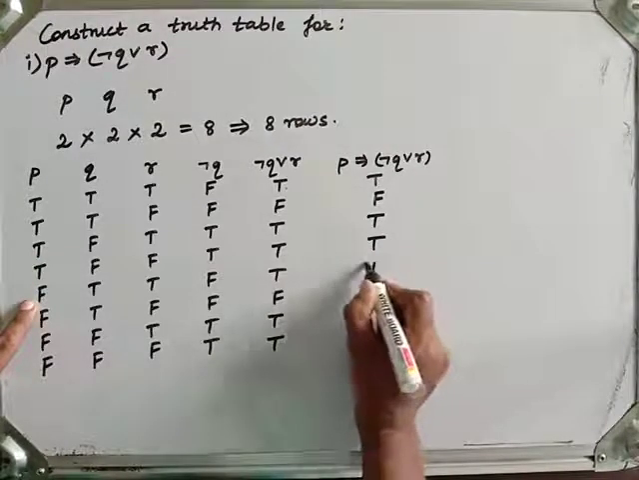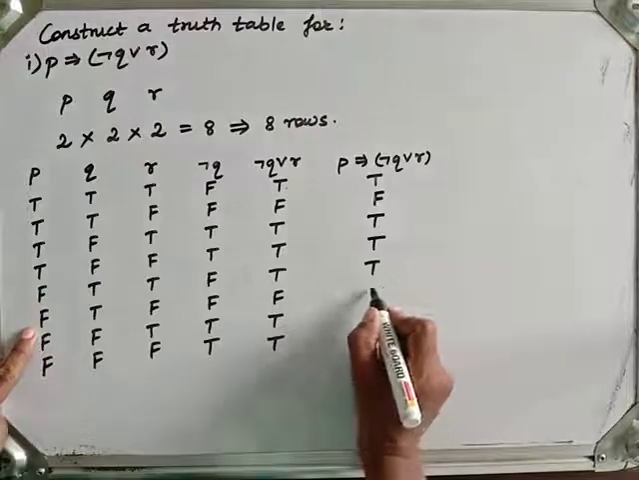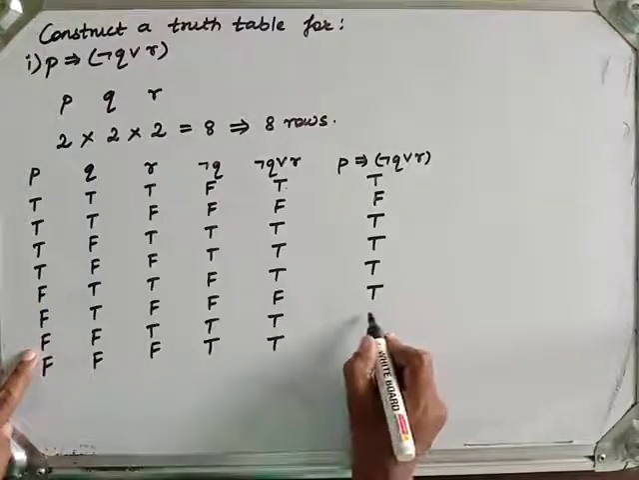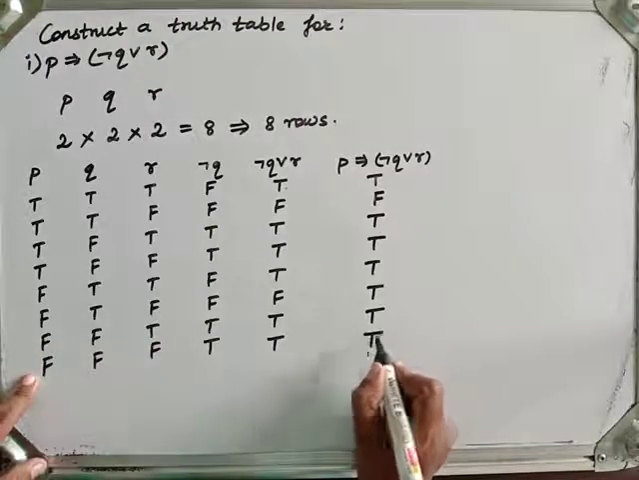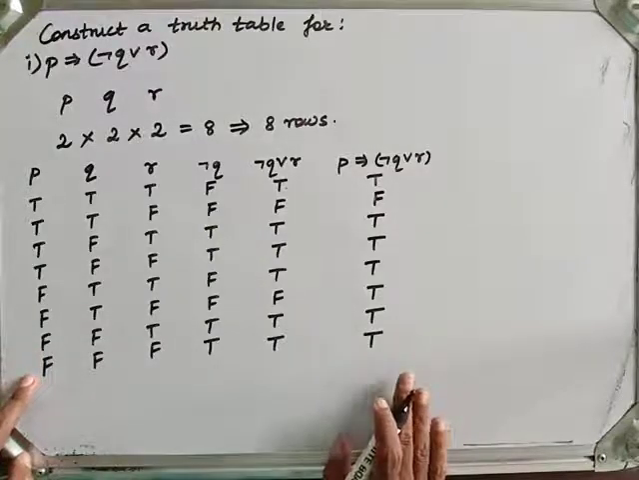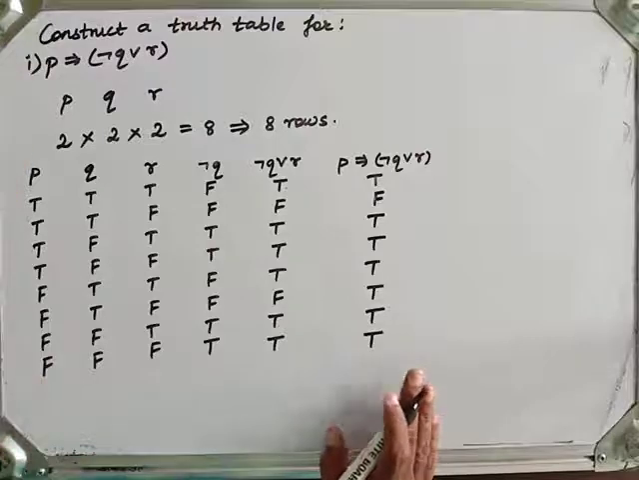False implies true, it is true. False implies false, this is true. False implies true, this is true. And false implies true is again true. So as such, this is the truth table for the given question.